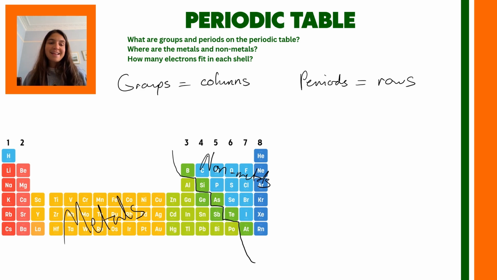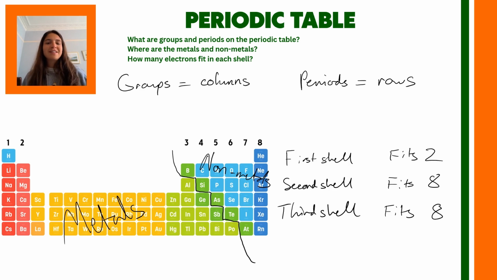Okay, next is to tell me how many electrons fit in each shell. 2 in the first, then 8 in the second, and then 8 in the third shell as well. And you don't need to know any of the other shells.